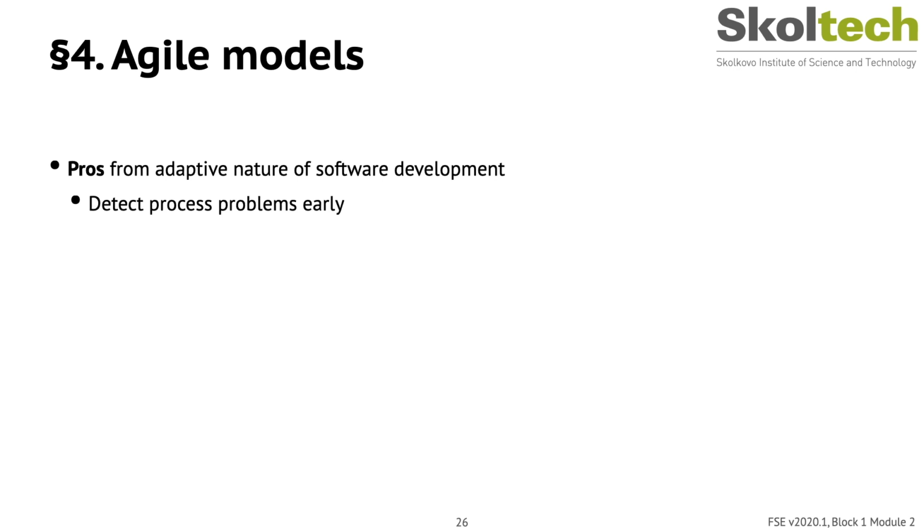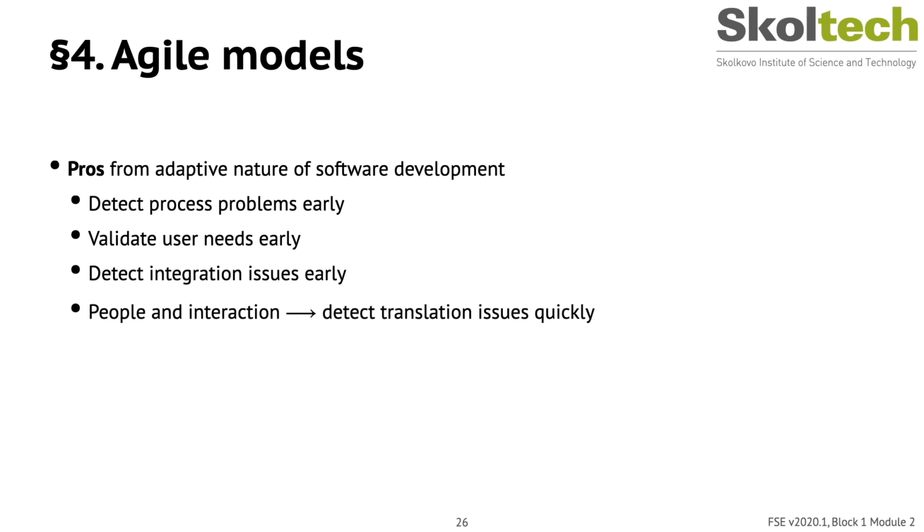So to wrap up the Agile methodology, it is indeed a very short course here on Agile. We have a number of advantages that stem from the adaptive nature of software development. For instance, we can detect process problems early and validate user needs earlier in the process. We also can detect integration issues earlier because the process is iterative. And because we always communicate, we are able to detect translation issues quickly because the language is being used more extensively.